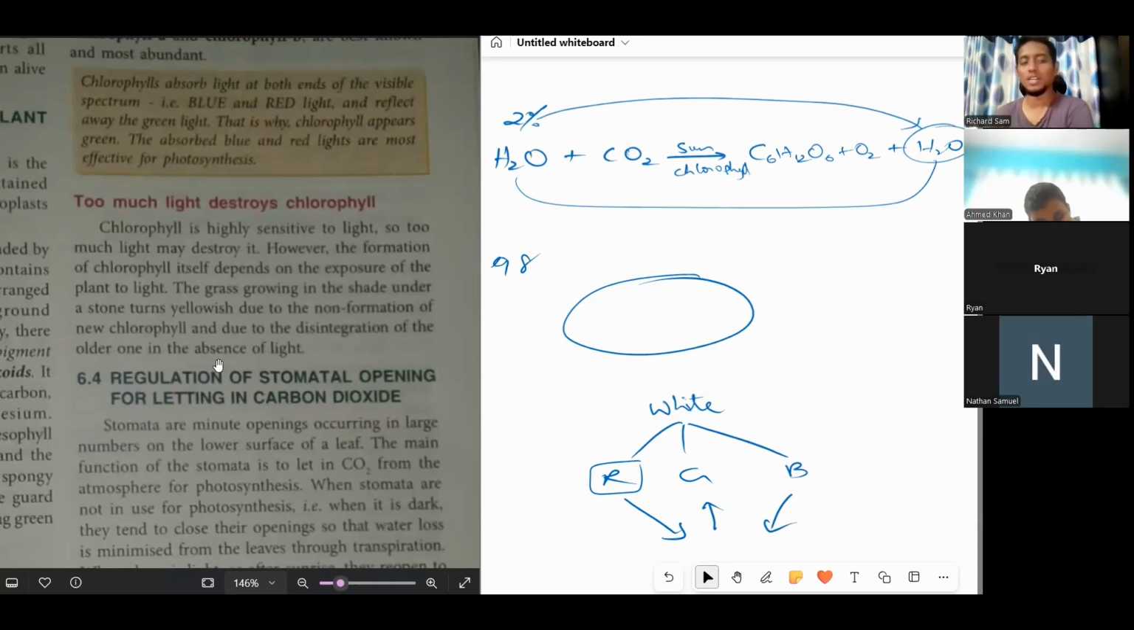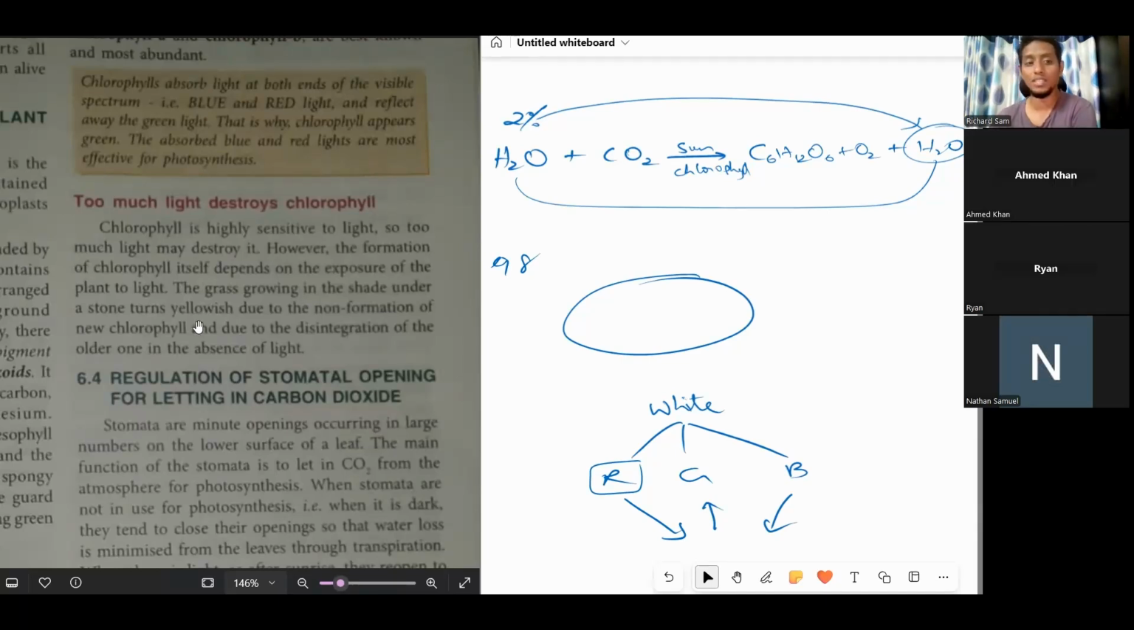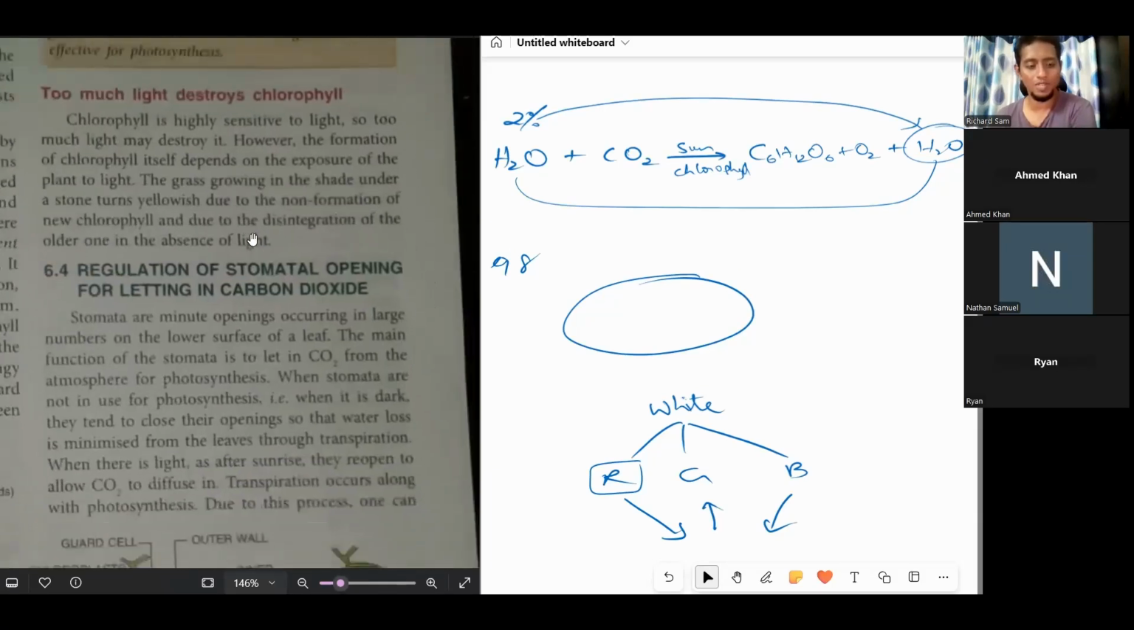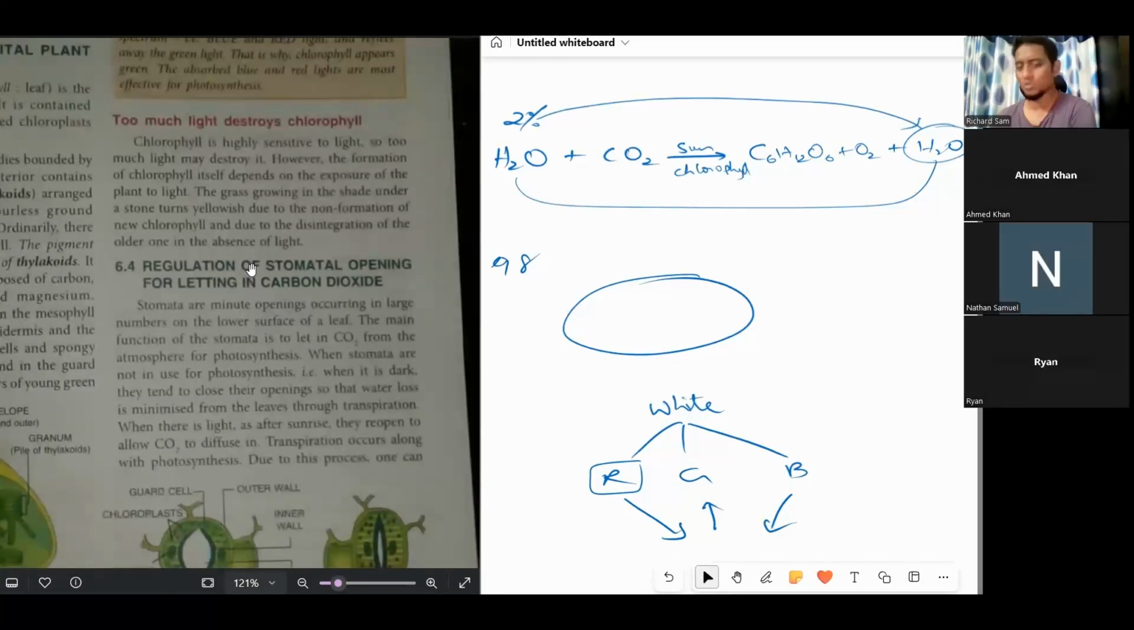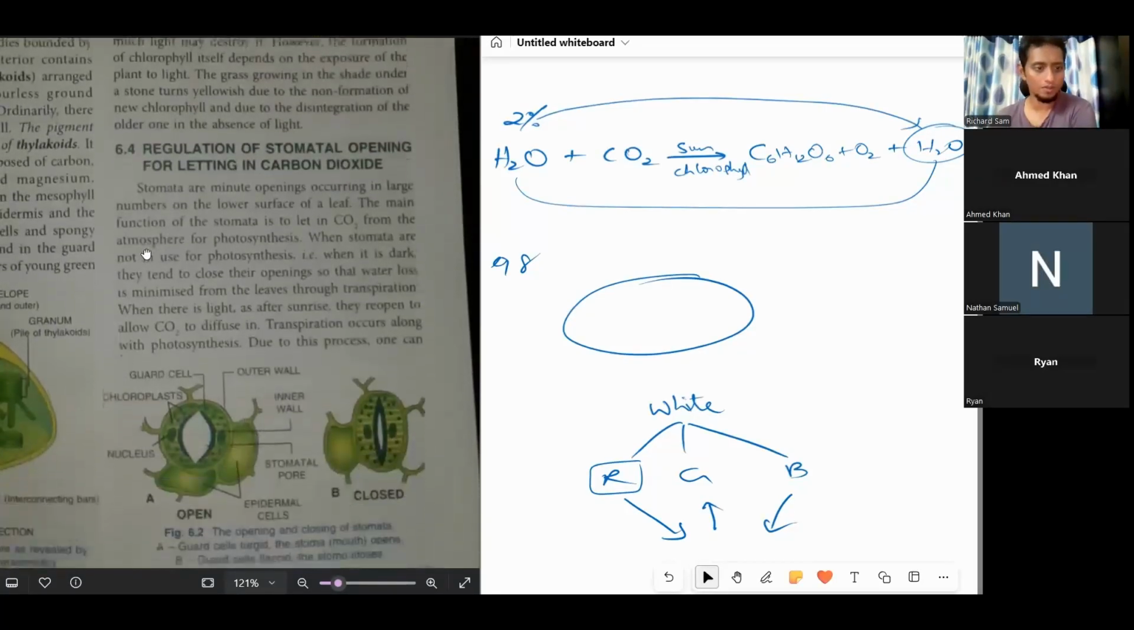If grass is growing under shade, throughout the shade, with no light at all falling on the grass, the chlorophyll in that grass will get destroyed. The green chlorophyll will turn into a yellowish color. Beta, the grass growing in the shade under a stone turns yellowish due to the non-formation of new chlorophyll and due to the disintegration of the older one in the absence of light. Old chlorophyll dies and no new chlorophyll is formed.